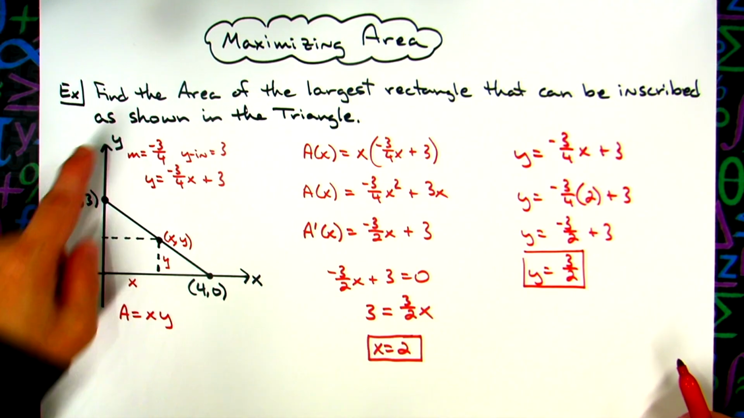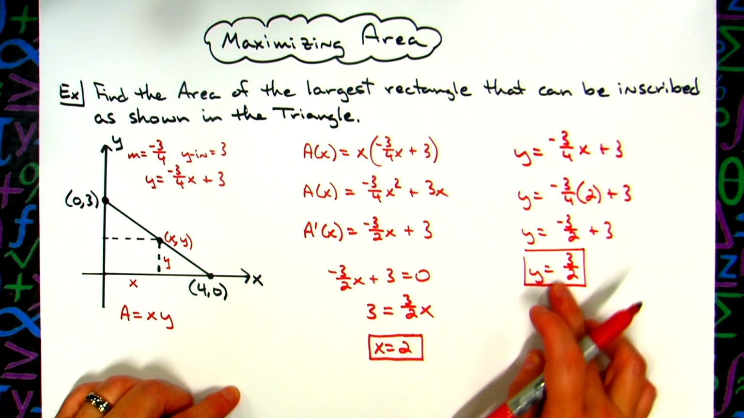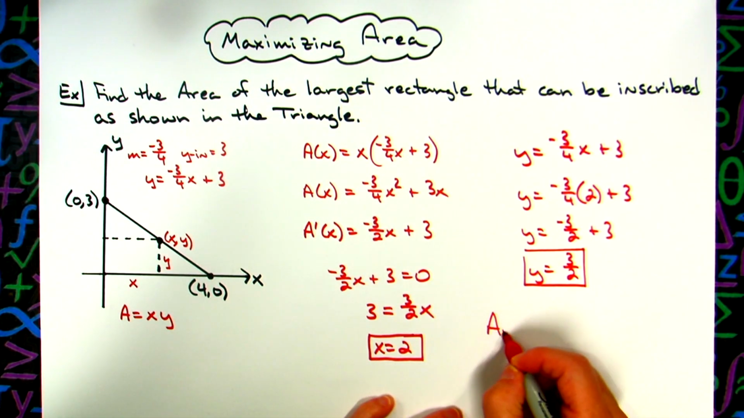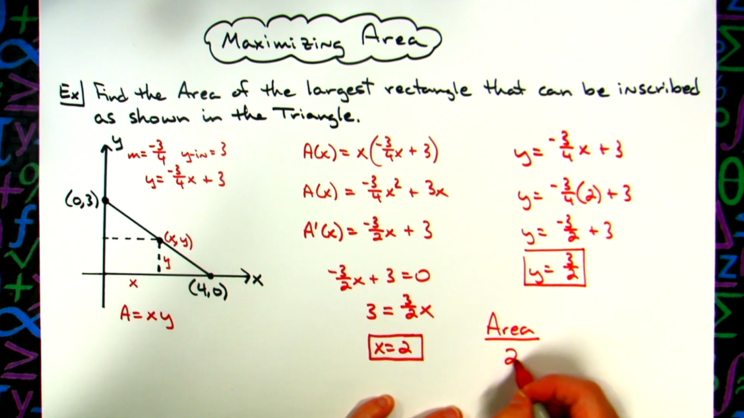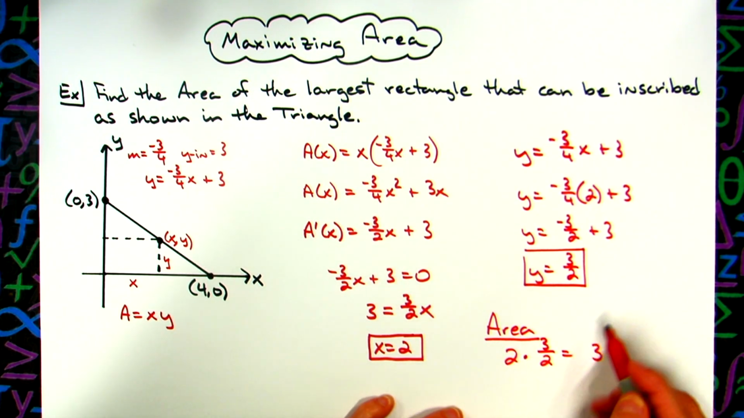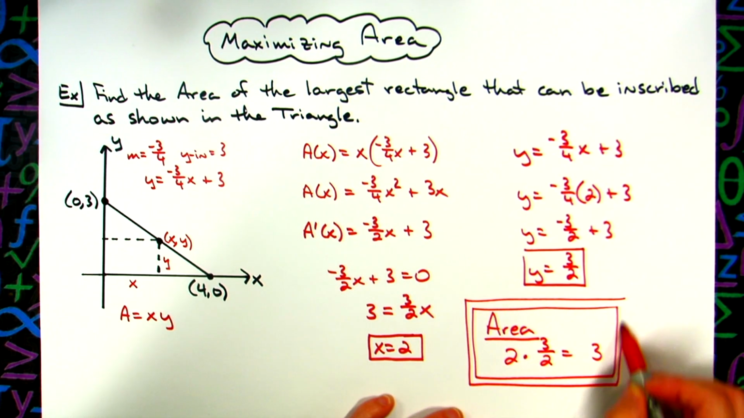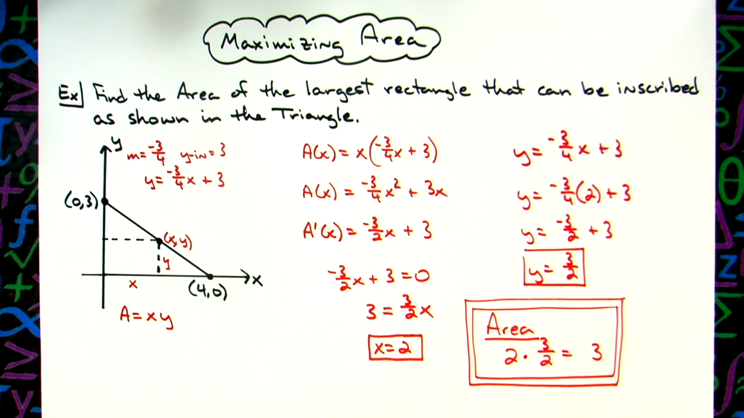The question wanted the area of it. So I know x, I know y. So if I'm going to calculate my area, then I can just do 2 times 3/2, which is going to give me a maximum area of 3. So straightforward there, a maximizing problem using a little bit of calculus.